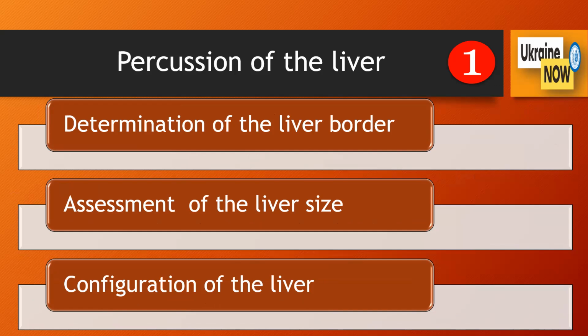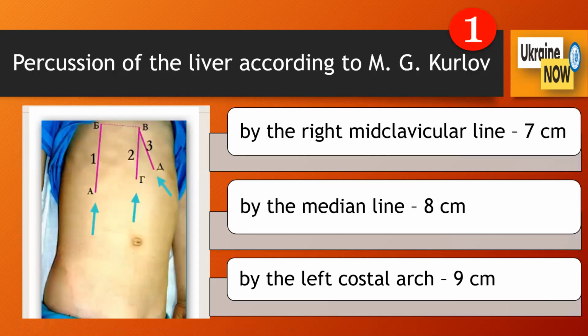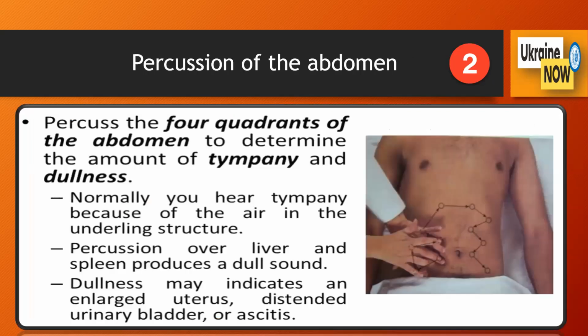In order to determine the size of absolute liver dullness, you should identify 5 points by light percussion. Normal liver dimensions by Kurlov are: by the right midclavicular line 7 centimeters, by the median line 8 centimeters, by the left costal arch 9 centimeters. The liver borders can vary depending on hepatic and extrahepatic changes.